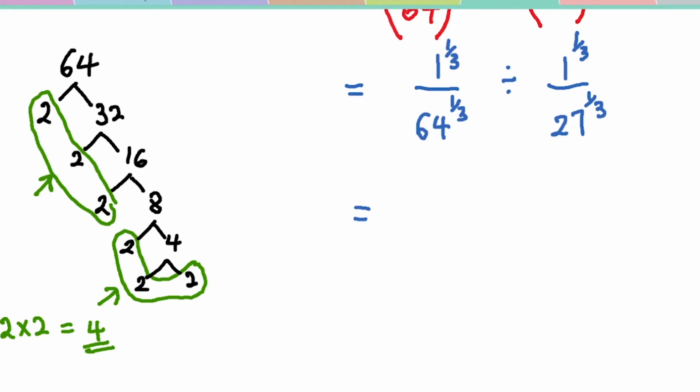So I'll simply come here and say that 1 to the power a third is 1, divided by 64 to the power a third, which is the same as saying the third root of 64. That is going to give us 4. Then I shall divide this by 1 to the power a third, which is 1, divided by 27 to the power a third. Let's do some side work to find that.